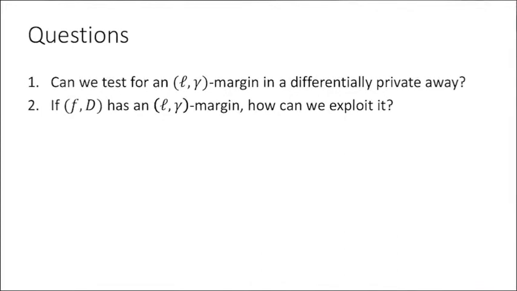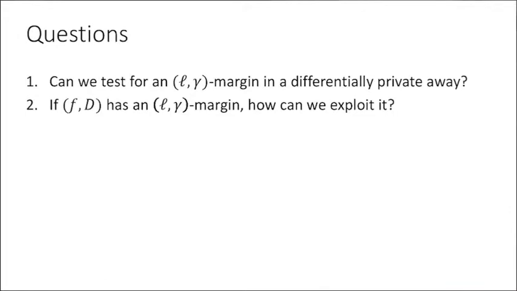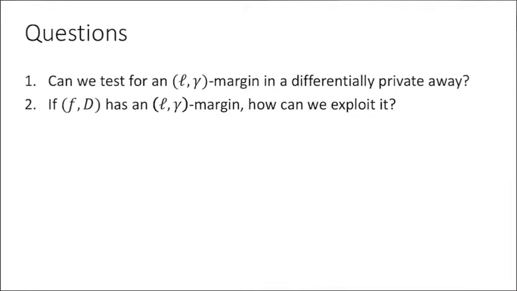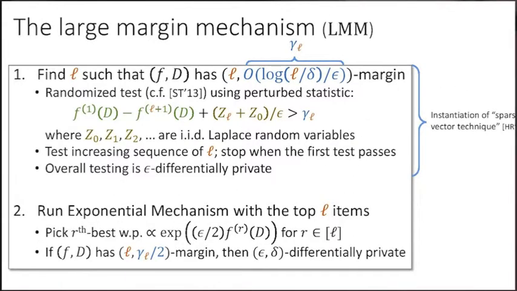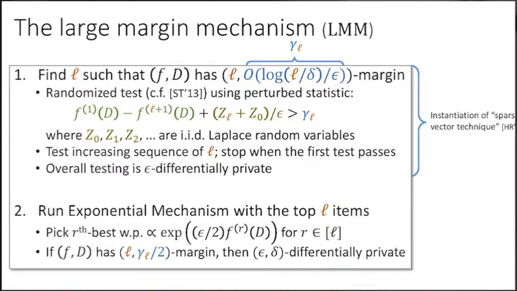So we do this test, and if indeed we find that it is satisfied for some small value of L, then how can we exploit it? That's exactly our procedure. It's in 2 steps. We find the value of L such that the problem instance has this margin. And then what we do is something actually quite simple. We just run that previous worst case algorithm, but restricted to the top L items.